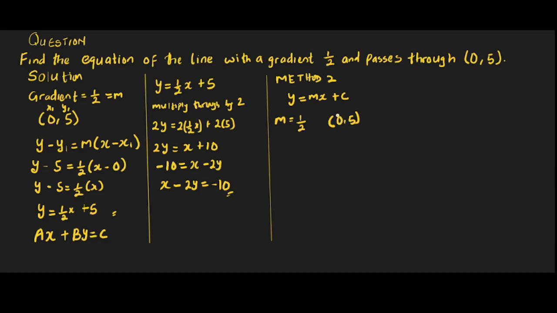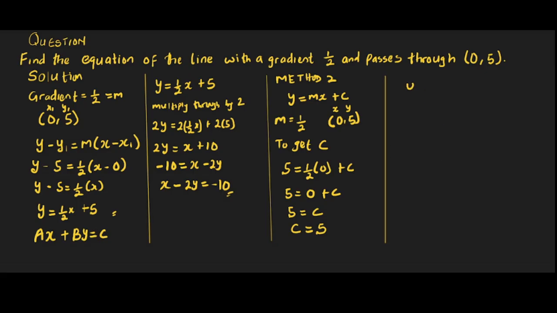So we call 0 here x and we call 5 here y. To get our c, we substitute into this equation. Here our y, which is 5, equals our m, which is 1 over 2, times our x, which is 0, plus c. Here 5 equals half times 0, which gives us 0, plus c. Here we have 5 is equal to c, so c is equal to 5. Now we have gotten our c, which here is the intercept.